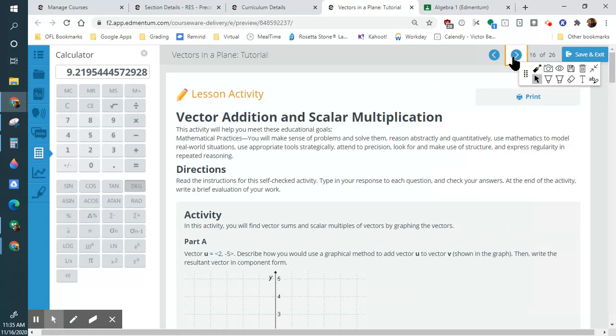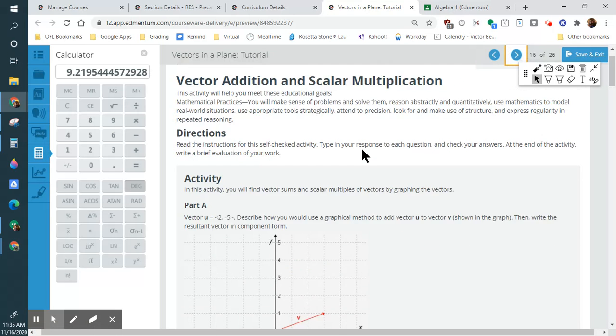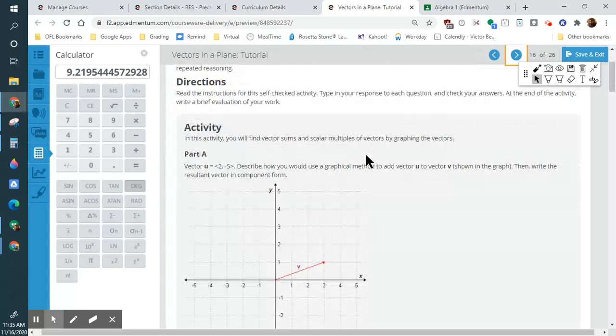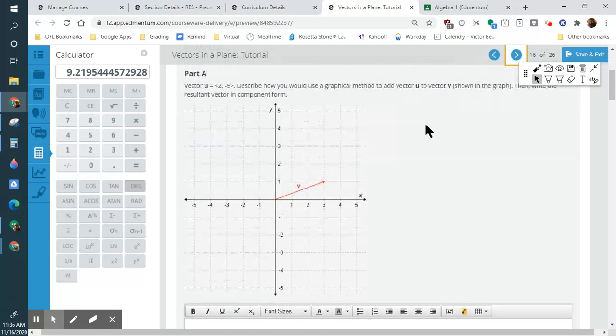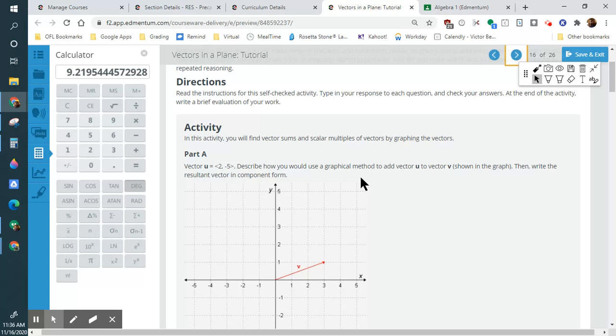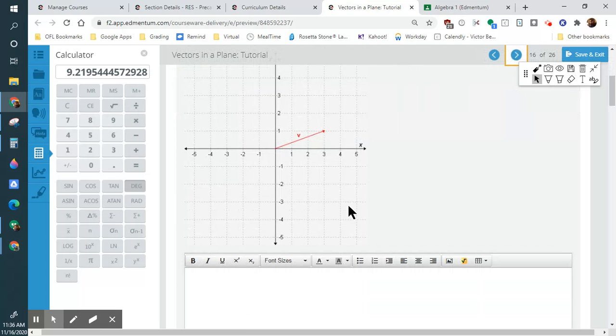All right, so let's take a look at this. Vector addition and scalar multiplication. So if I have a vector v, and I want to describe my vector u, which is right 2, down 5. Describe how you would use a graphical method to do this. Write it down. So what I would do, if I'm adding these together, yeah, I'm adding them together.